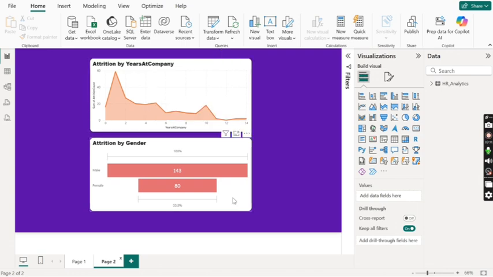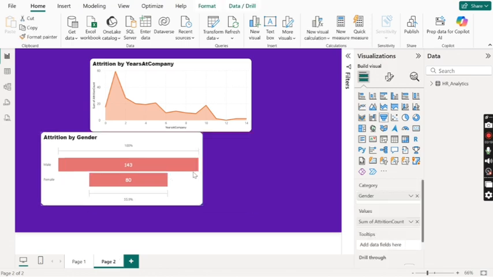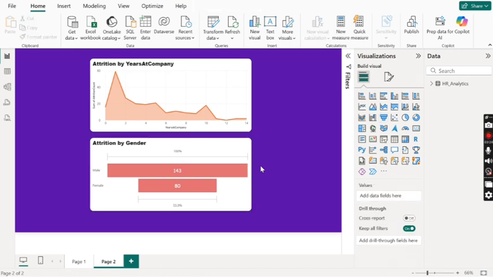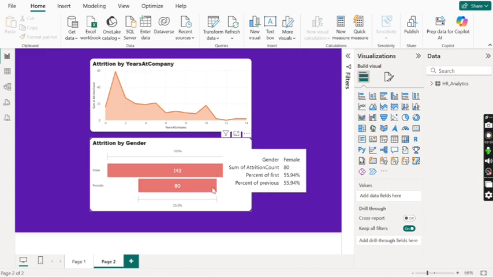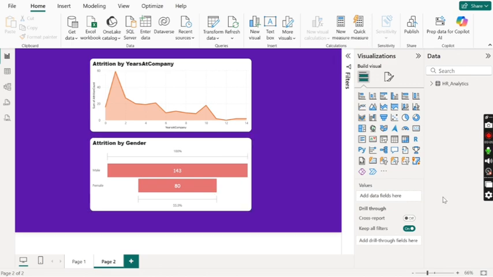Next is attrition by gender. Here we have used a funnel chart visualization. It tells us about the attrition by gender. The sum of the attrition count of the male gender is 143 and the sum of the attrition count of the female gender is 80. This was all about my dashboard.